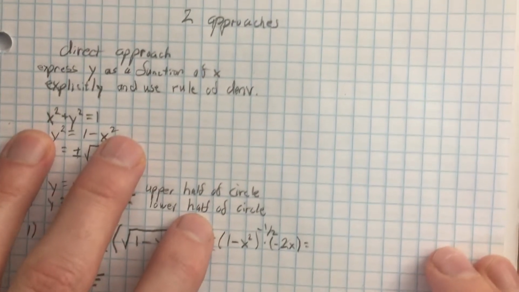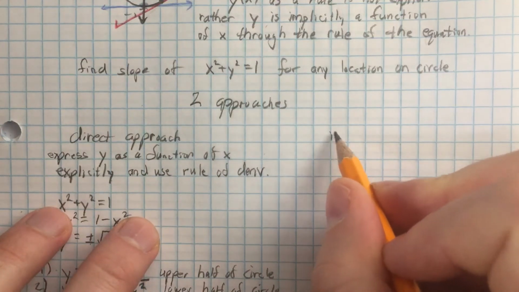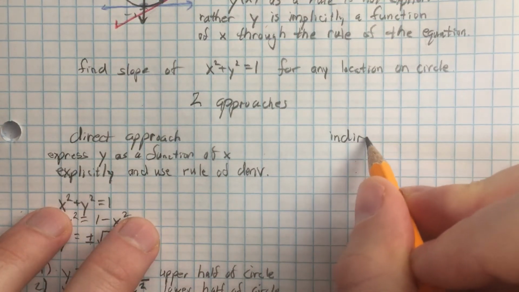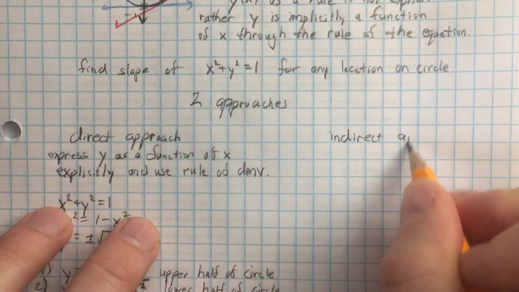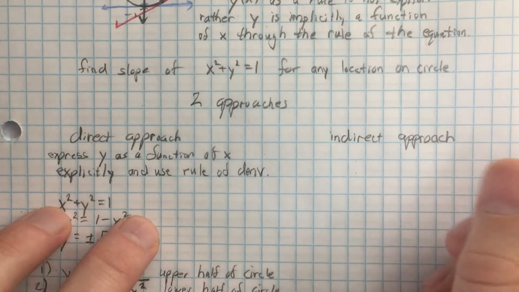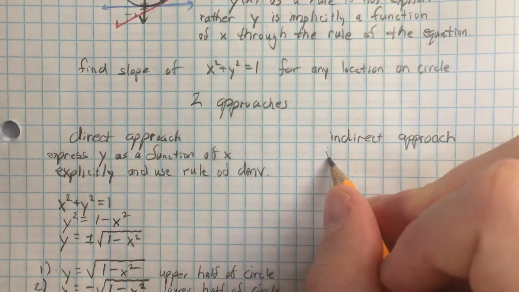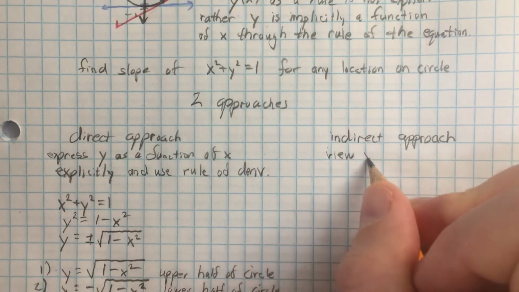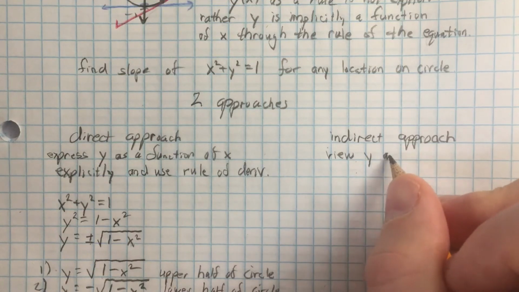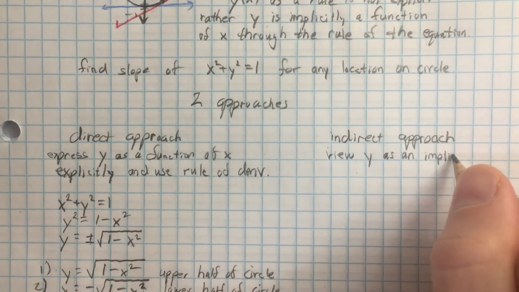The second approach is the indirect approach. It's actually a more powerful method. The indirect approach is to view y as an implicit function of x.